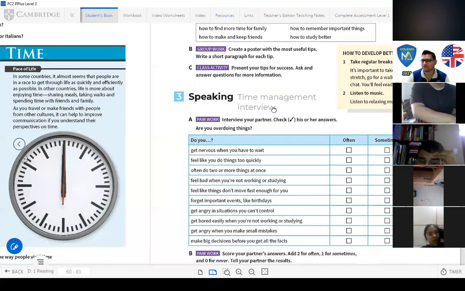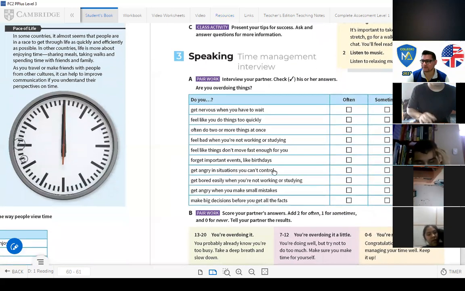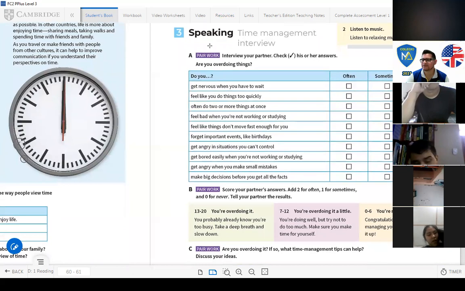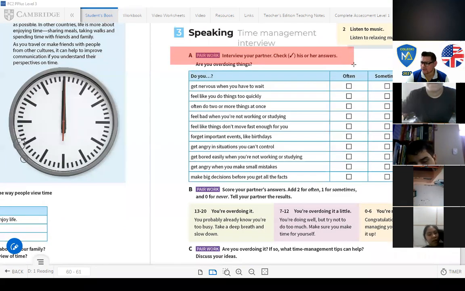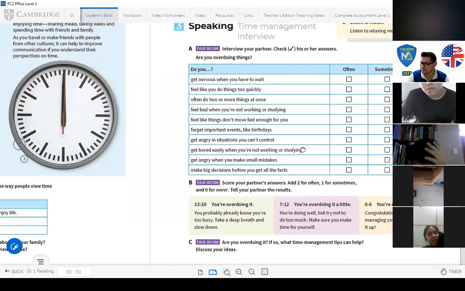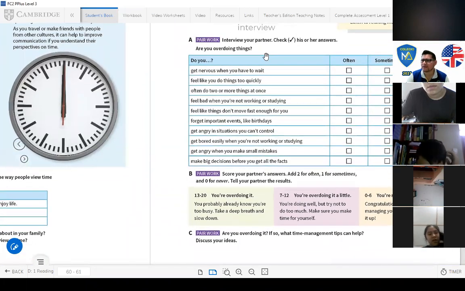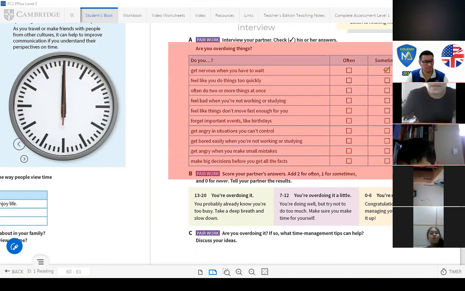Okay, here we have speaking, time management, interview, right? Here it says, interview your partner and check his or her answers on overdoing things. For example, I'm gonna do this. Here it says, do you get nervous when you have to wait? Often, sometimes, never, okay, sometimes. You're gonna do this with your own information, ¿no? Ustedes van a responder esto con su información personal, van a poner el check con su información personal.